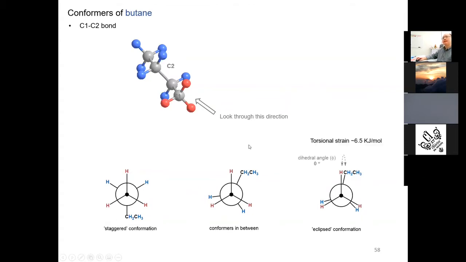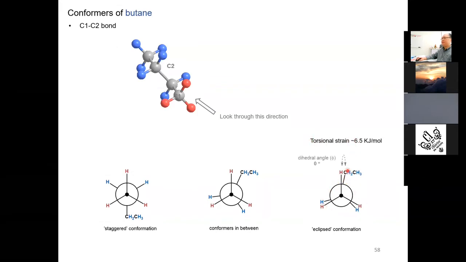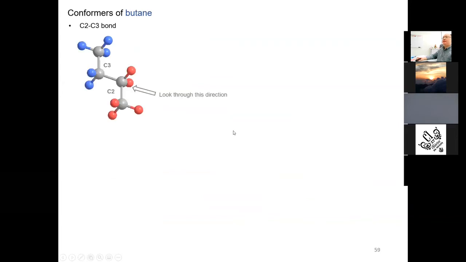Okay. So in this butane molecule, if you look at the C1, C2 bond, the torsional strain of this eclipsed conformation is actually 6.5 kilojoule per mole. So ethane has 12 kilojoule per mole, and the butane C1, C2 bond is even lower, only 6.5. So it's rapidly rotating. If you look through the C2, C3 bond, it's a bit more complicated.